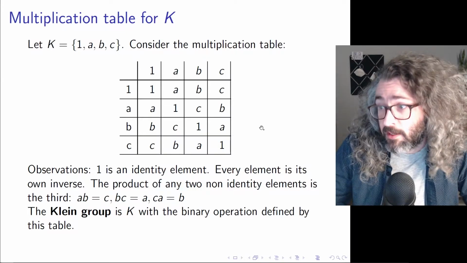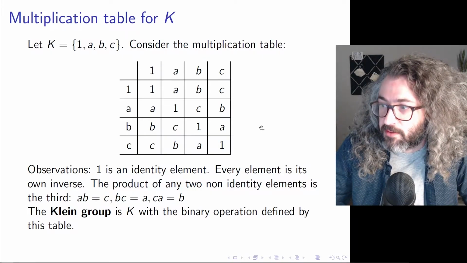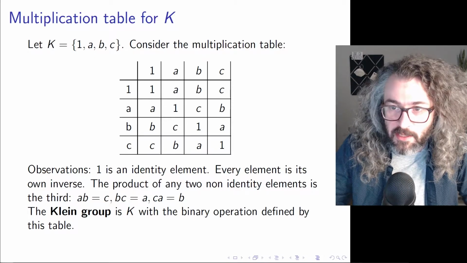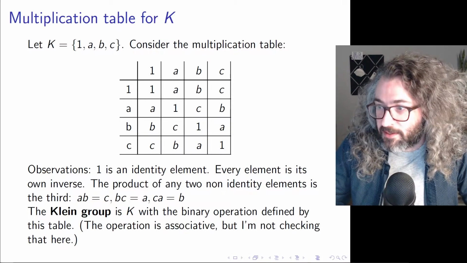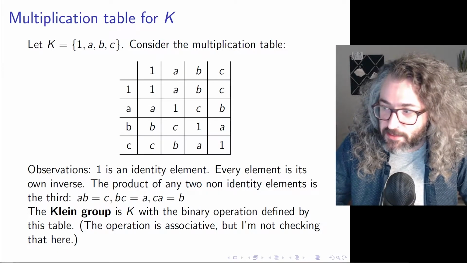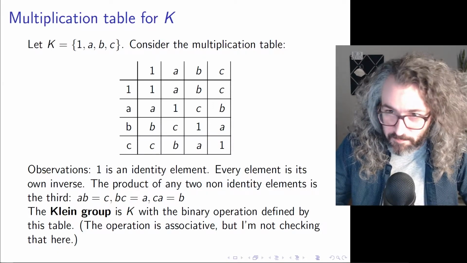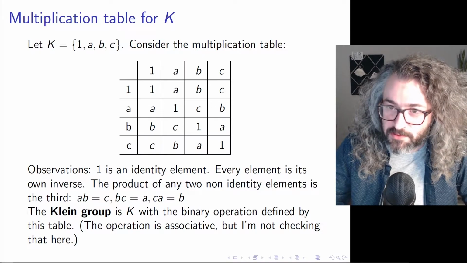And the Klein group is K with the binary operation defined by this table. And if I'm being honest, I should let you know, the operation is associative, but I'm not checking that here. So you can believe me if you want, or you can check it yourself.